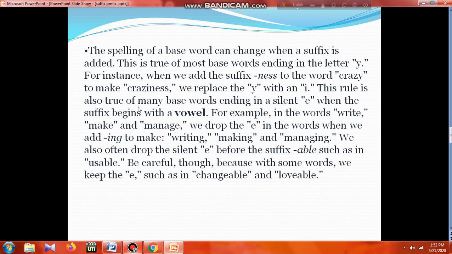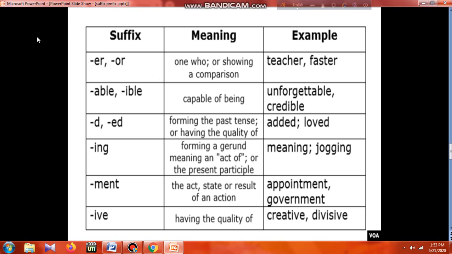They change the root word, the base word, and sometimes they remove some letters from the word and it is replaced by another letter. So we saw how y is removed and i is added, some vowel is dropped, and in the case of -able and -ing being added, the root word gets changed. See here the common suffixes and their meanings with some examples. So -er, -or: for which purposes, what meaning they express: one who, or showing a comparison.